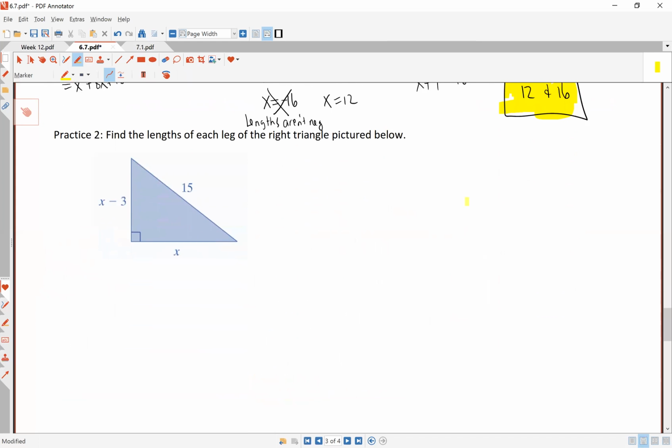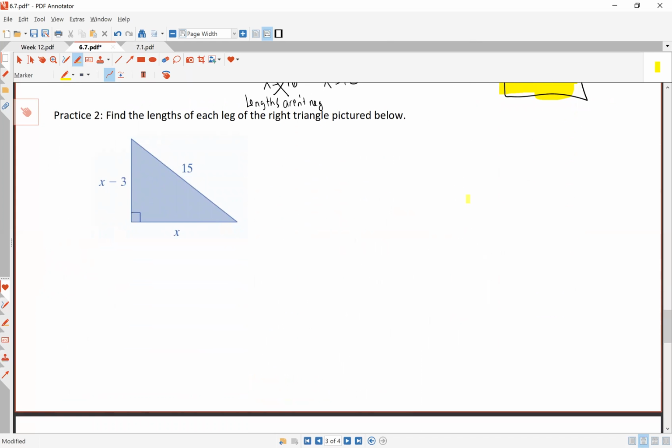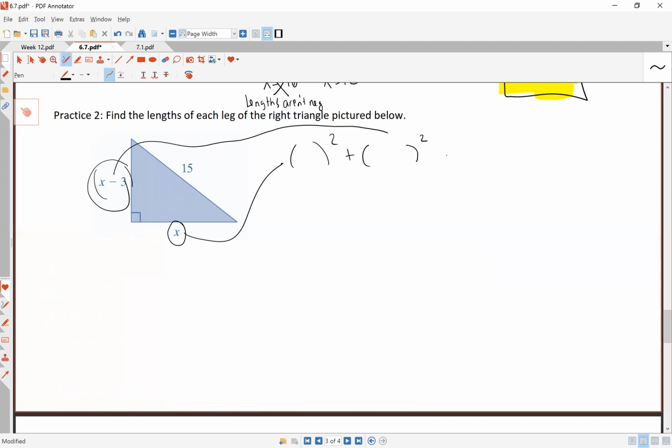Okay, please try that one. You've got your leg x, which you're going to square. You've got your leg x minus 3, which you're going to square. And that's equal to the square of the hypotenuse. So I'll give you a little bit of time to work on that.